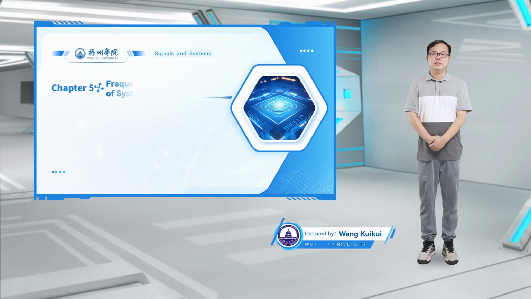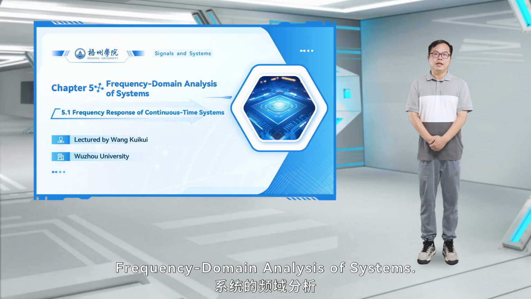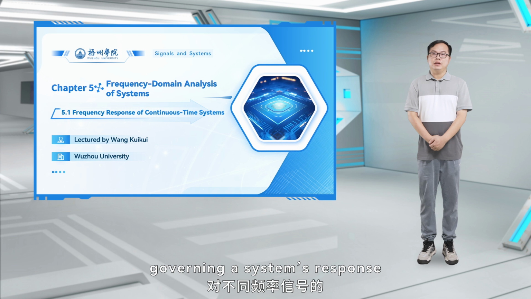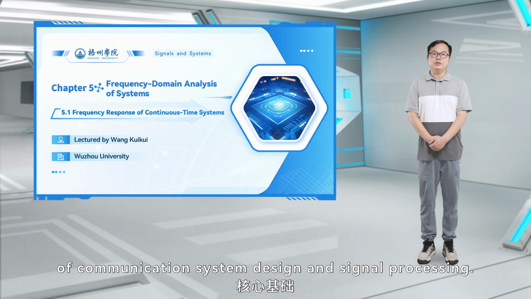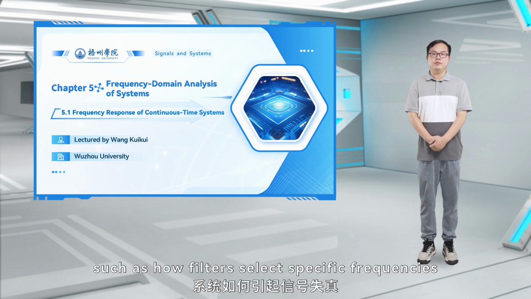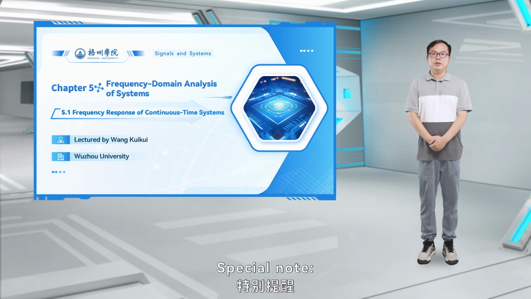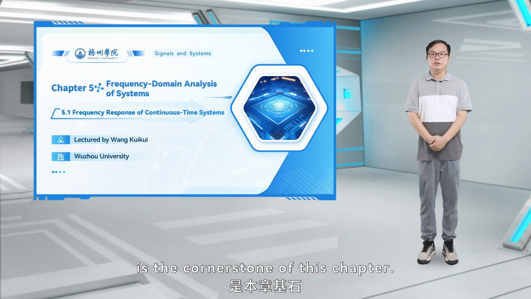Hello everyone. Today we begin studying Chapter 5 of Signals and Systems, Frequency Domain Analysis of Systems. This chapter will reveal the rules governing a system's response to signals of different frequencies, which form the core foundation of communication system design and signal processing. Through frequency domain analysis, we can understand key issues such as how filters select specific frequencies and how systems cause signal distortion. Special note: Section 5.1, Frequency Response of Continuous Time Systems, is the cornerstone of this chapter.